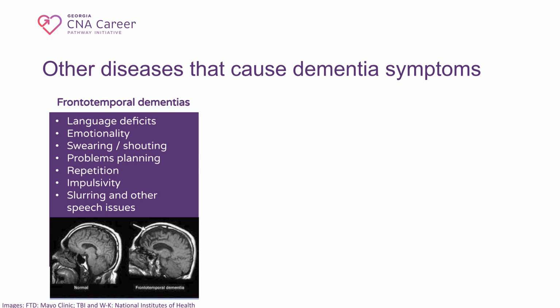Problem behaviors from frontotemporal dementias work the same way. When the frontal and temporal lobes break down, the problem behaviors we see tend to be related to emotion regulation, language, speech, and impulse control.